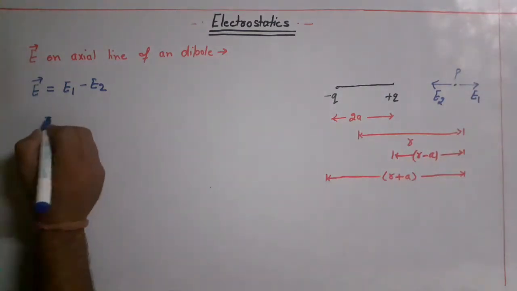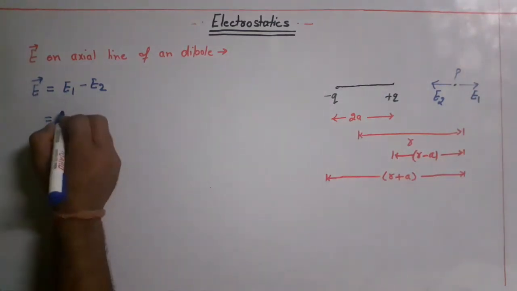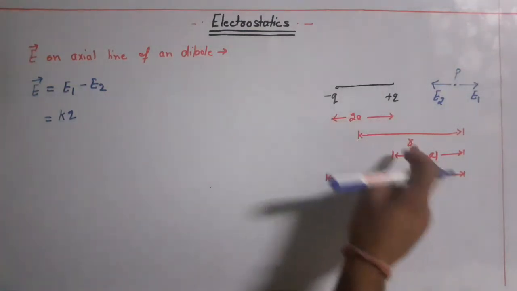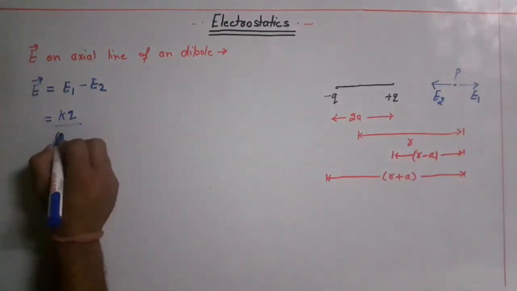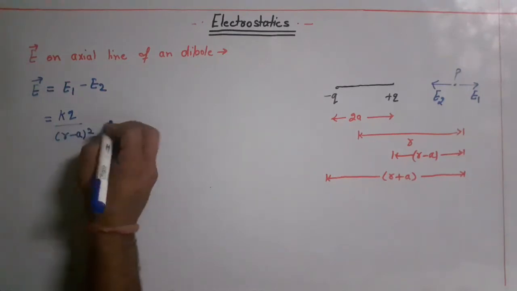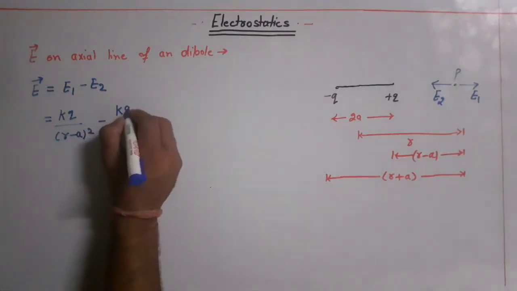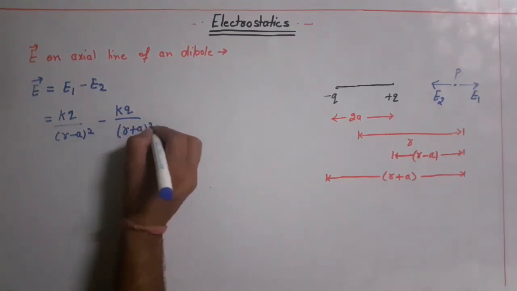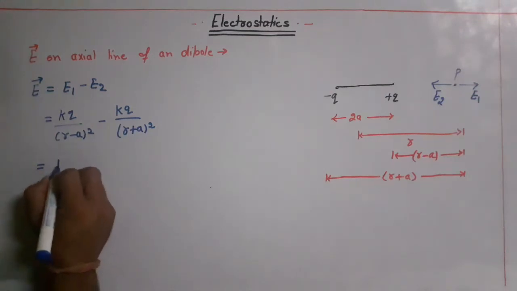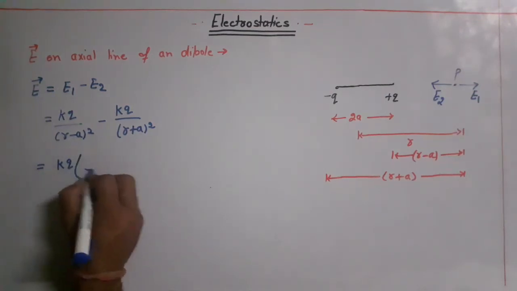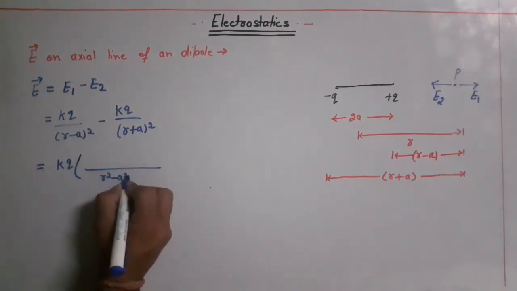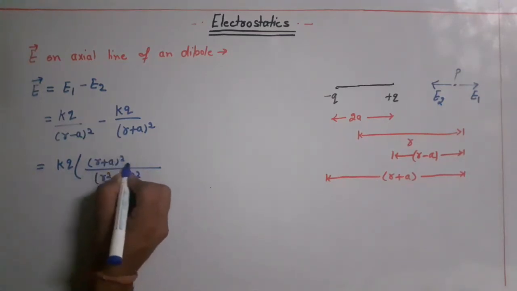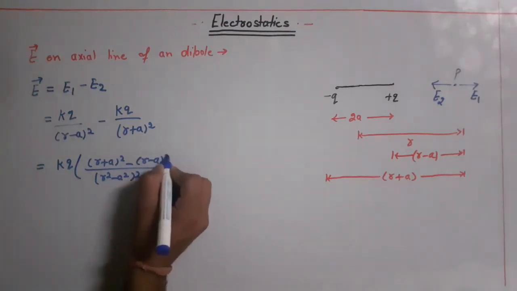So let's put the value of E. What is the value of E? kQ by r square. So what is the distance for this plus Q? It is kQ divided by (r minus a) whole square, minus kQ divided by (r plus a) whole square. Now let's take the LCM of this quantity. What will we get? (r square minus a square) whole square in the denominator. Here we will get (r plus a) square minus (r minus a) whole square.